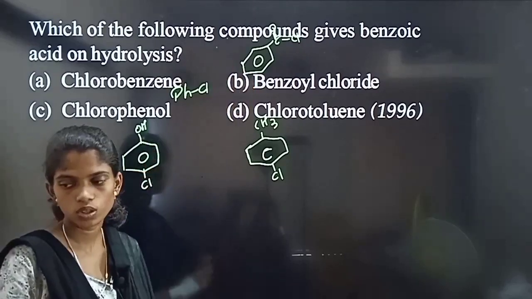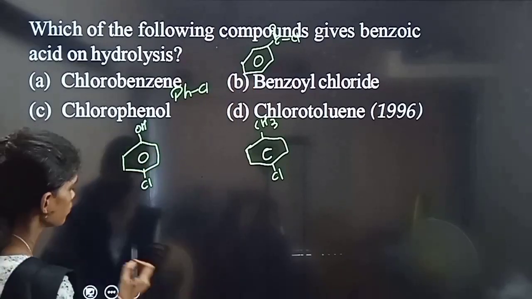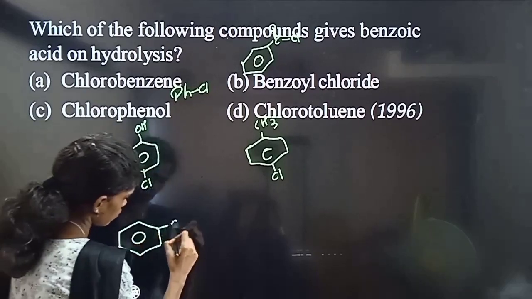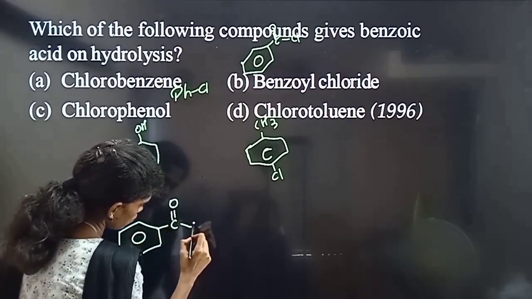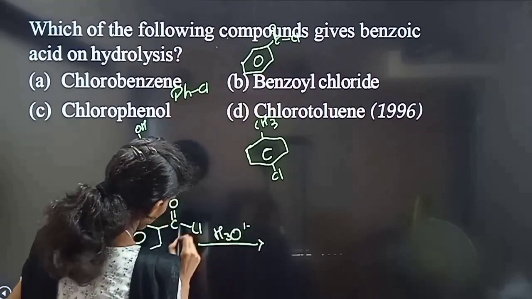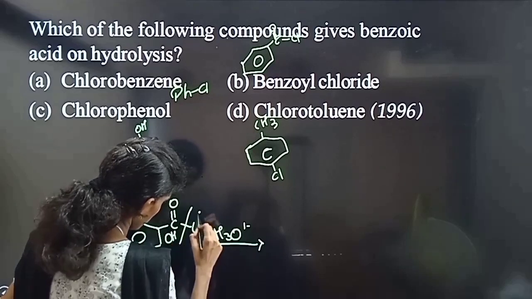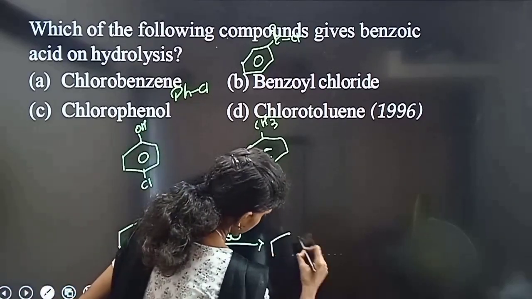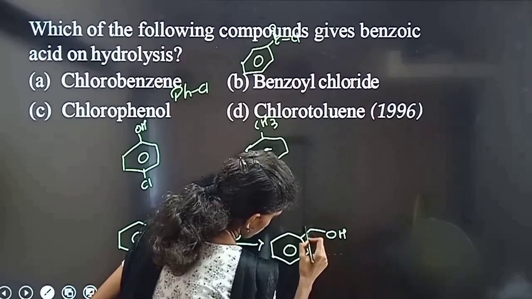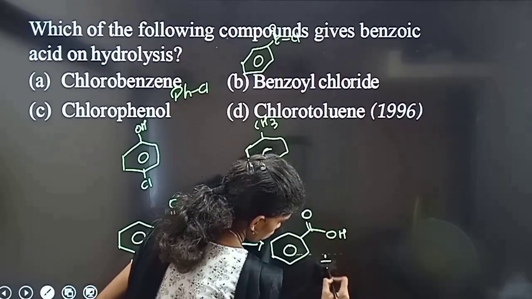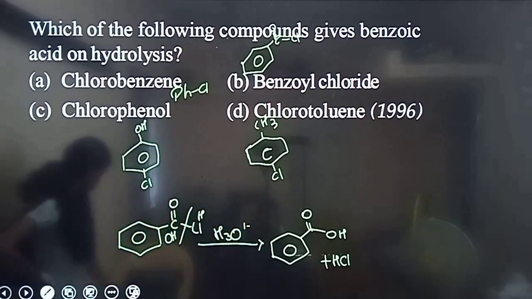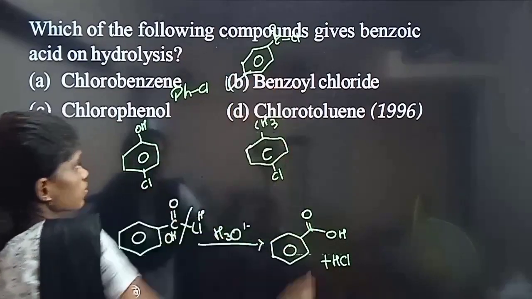But option B, benzoyl chloride, can be hydrolyzed to form benzoic acid. Break this bond in the OH and the H. Okay, so option B is the right answer.